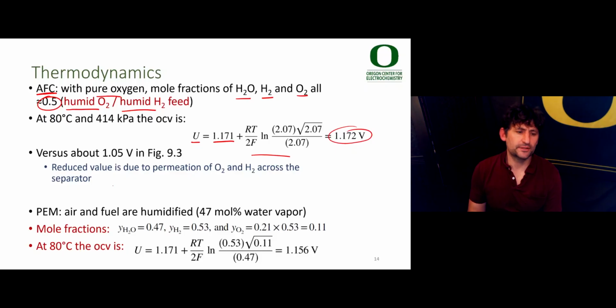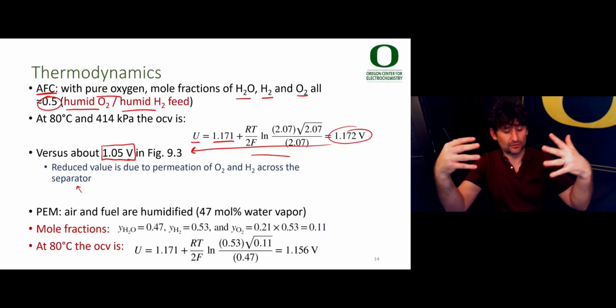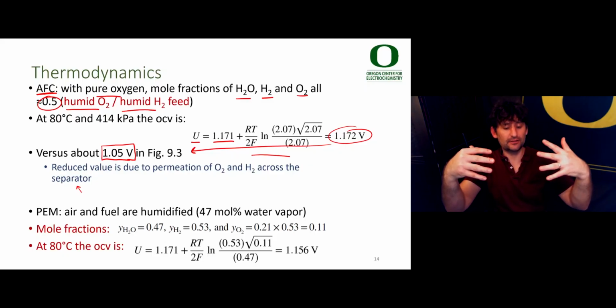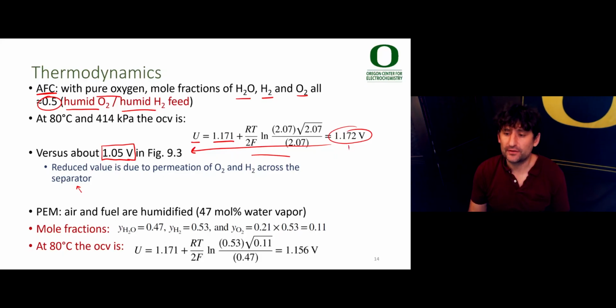We get about 1.17. Now, in figure 9.3, the data shows us an open circuit potential of about 1.05 volts. Why is it so much lower? Well, the reduced value is due to the permeation of oxygen and hydrogen across the separator. And this is acting as a backwards recombination current, a chemical current flowing through the fuel cell that is working to equilibrate the anode and cathode and drawing down the potential from the theoretical limit to the measured value.